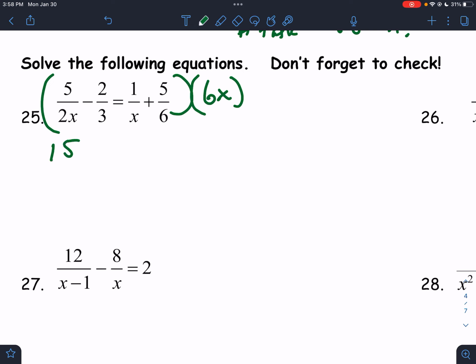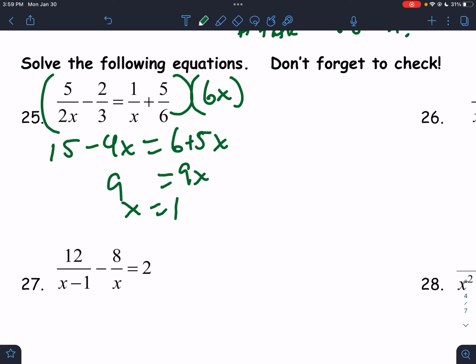This would be 15. 6x divided by 3 is 2x. This would be 4x. 6x divided by x is 6. Times 1 is 6. And 6x divided by 6 is 1. Times 5 would be 5x. So that'd be 9x equals 9. X equals 1. And we know that x cannot equal 0. So we're good. X equals 1. That's called no problem.